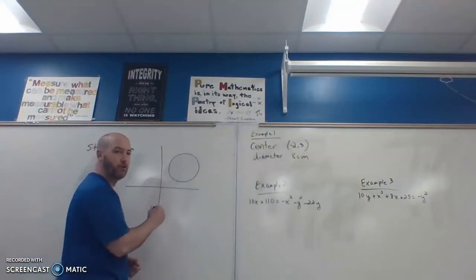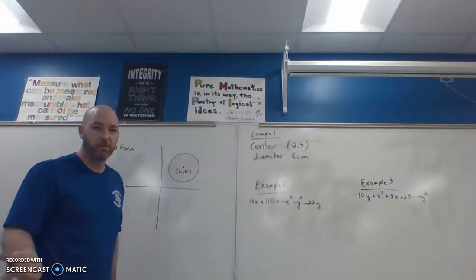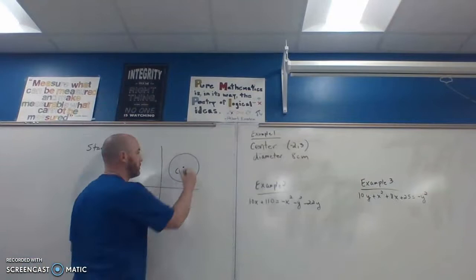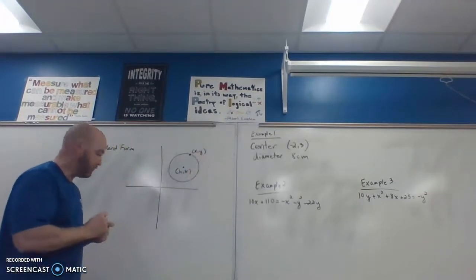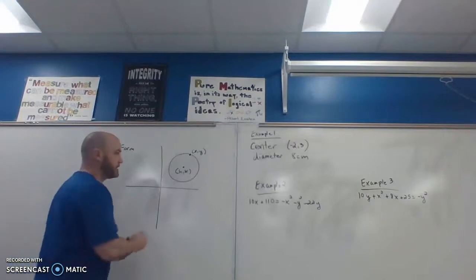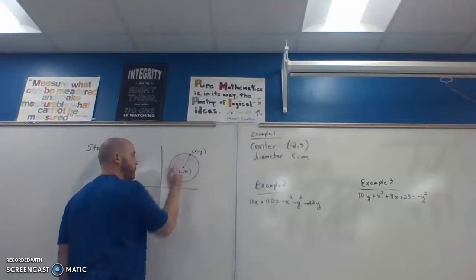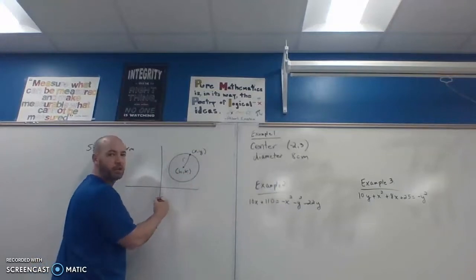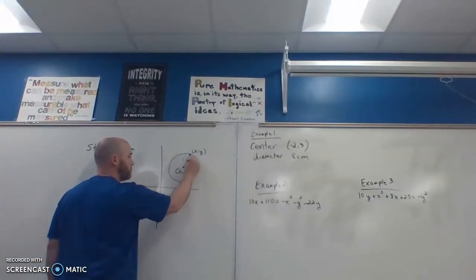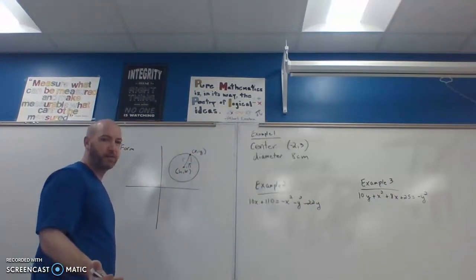Well, a circle we know has a center. We're going to call that center (h, k), just hypothetically, we don't know what it is. And we're going to say there's a point on the circle called (x, y). Now, we know that the distance from the center to the point is the radius. Well, what we can think about doing is drawing a right triangle. And if we use the Pythagorean theorem, we can come up with the equation of a circle.